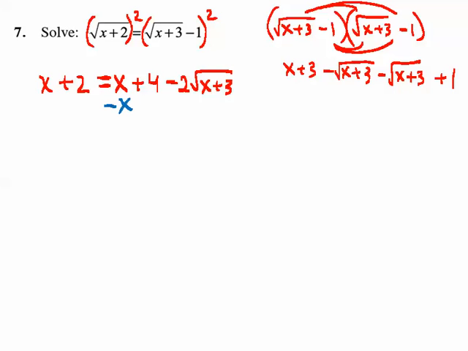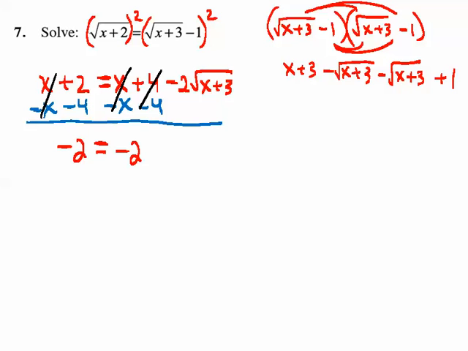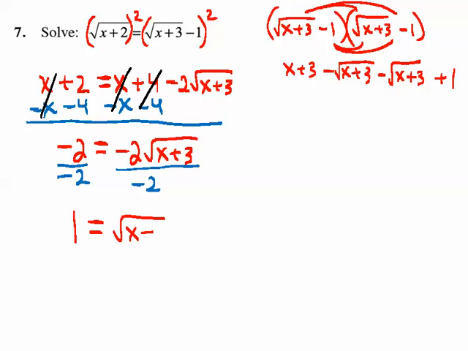Alright, hopefully you subtracted x from both sides there. Hopefully you subtracted 4 from both sides and got a negative 2 on that side. And because you have the negative 2 on the other side, they are divisible. So divide both sides by a negative 2. That gives 1 square root of x plus 3. Hey, now I've got the radical by itself.